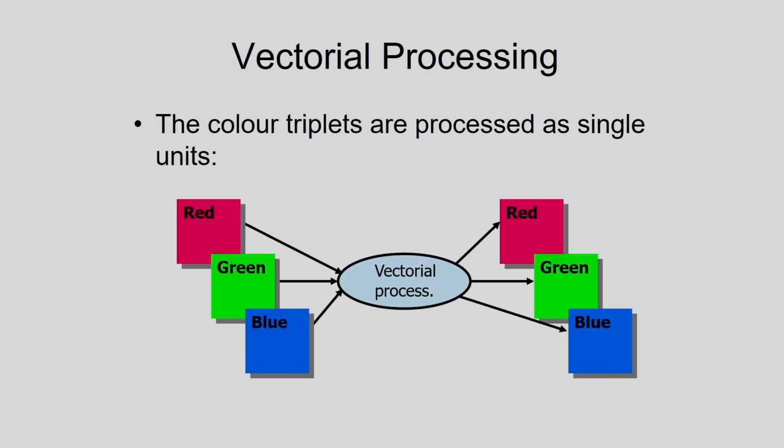In the second example I have shown the vector processing. I can consider RGB as a single unit, that is the vector pixel, and I can do the processing together, that is the processing for the R component, the green component and the blue component together, and after processing I am getting the output. The output is the R, G and B. This is called the vector processing.